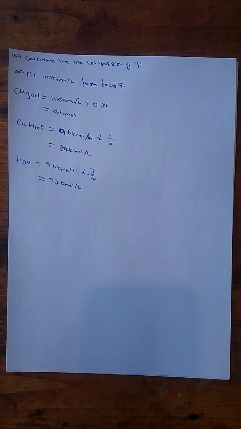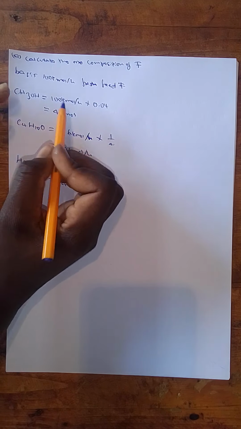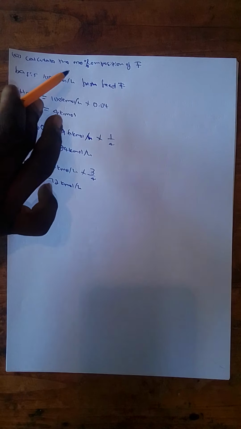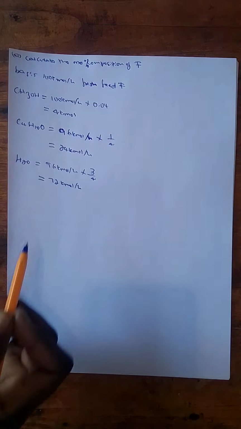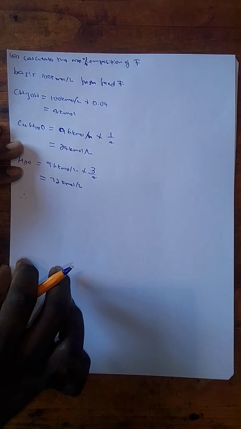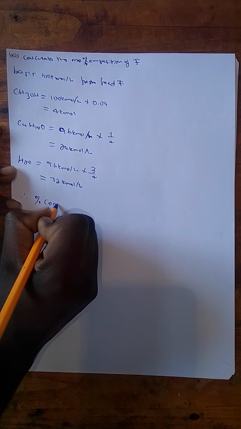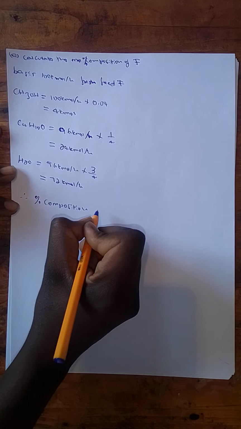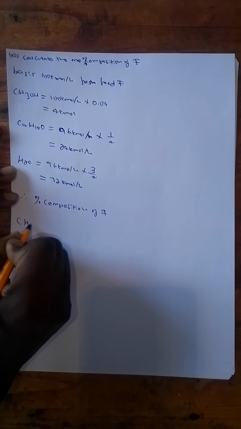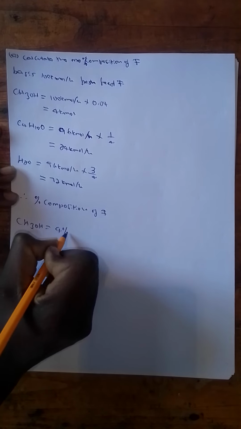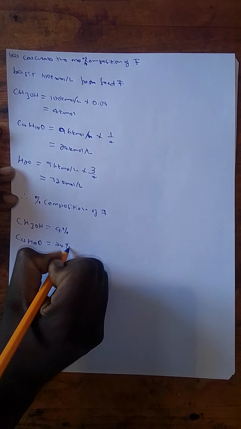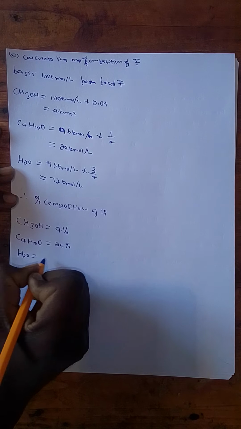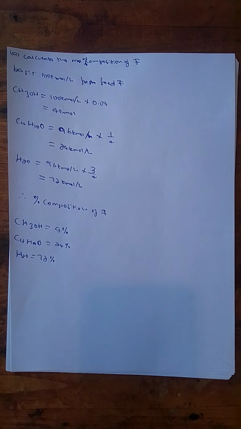So now, the question says calculate the mole composition, or rather the mole percent. The actual question is requesting the mole percent composition. So they say calculate the mole percent composition of stream F. And if we have all the information here, we can say, therefore, the percentage composition of F: we are told that methanol is 4%, and butanol we just calculated to be 24%, and H2O is equal to 72%. So with that said, that actually wraps up question A.